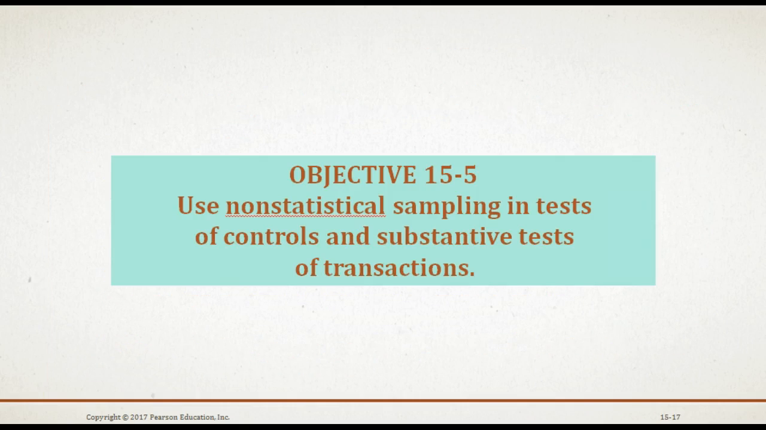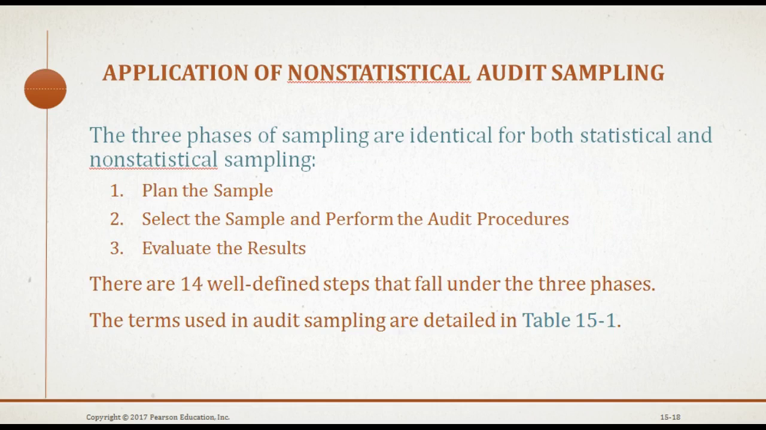We will cover next discussions on non-statistical sampling in tests of controls and substantive tests of transactions. As previously mentioned, the three phases of sampling are identical for both statistical and non-statistical sampling. These three phases are to plan the sample, select the sample and perform the audit procedures, and lastly, to evaluate the results. There are 14 well-defined steps that fall under the three phases of sampling.